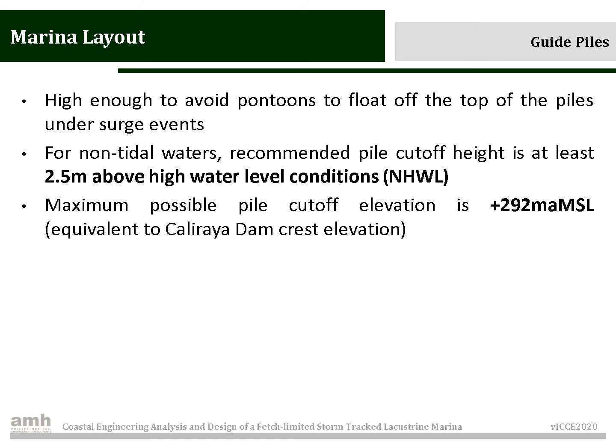For the guide piles, they have to be designed high enough to avoid pontoons from floating off the top of the piles under surge events. The recommended pile cutoff height is at least 2.5 meters above high water level, which in this case is at an HWL. That sets the minimum pile cutoff elevation at 290.5 meters above mean sea level, while the maximum pile cutoff elevation is 292 meters above mean sea level, equivalent to Caliraya Dam crest elevation.